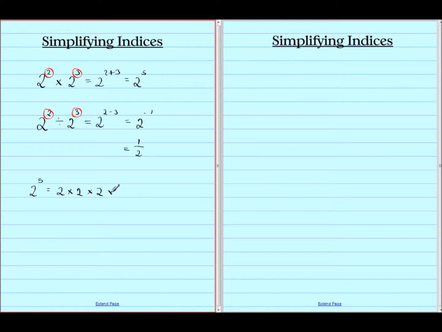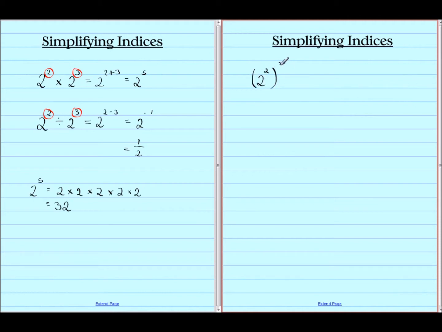If we look at what a power means, we can see 2 to the power of 5 is the same as 2 times 2 times 2 times 2 times 2, which we could write and evaluate as 32. So if you're asked to evaluate, it means writing the value. If we've got brackets, this times it means we've got to multiply the powers. So we've got 2 to the power of 2, brackets 3, the power is 2 times 3, so we get 2 to the power of 6.